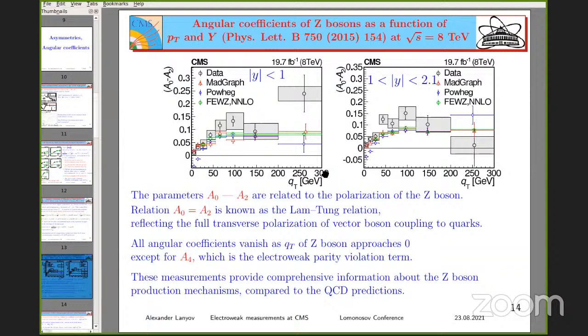Okay, so in the paper similar plots were provided for all A coefficients from A0 to A4, and this measurement provides comprehensive information about the Z boson production mechanisms compared to the QCD predictions.